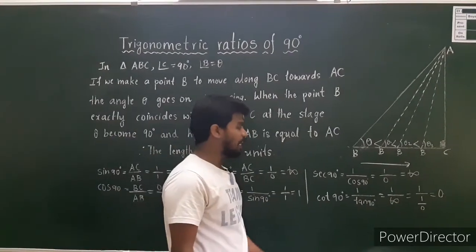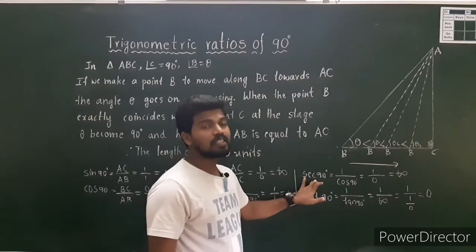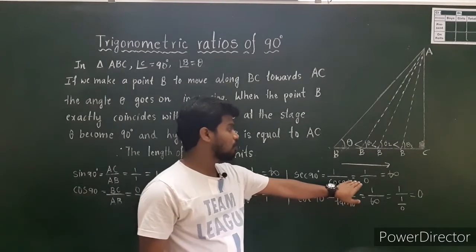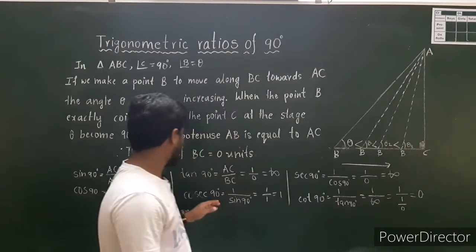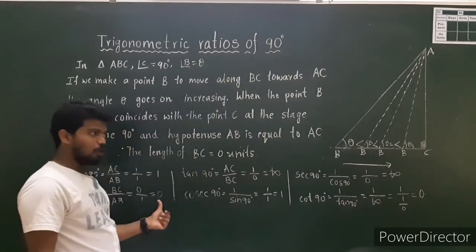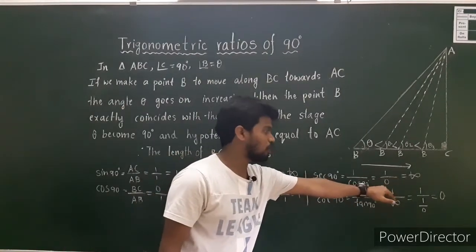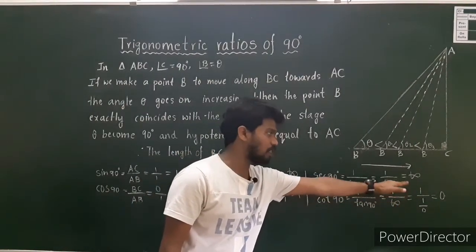So next, secant 90 degree. Secant 90 is equal to 1 by cos 90. You know that. What is the value of cos 90? That is 0. The value of cos 90 you have is 0. Substitute, so 1 by 0. The denominator equal to 0 means that is infinity.